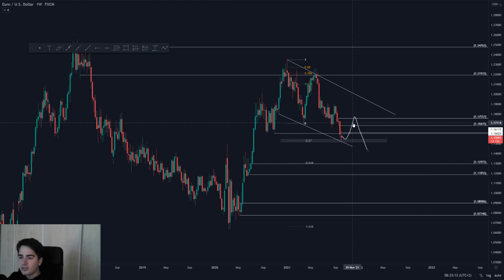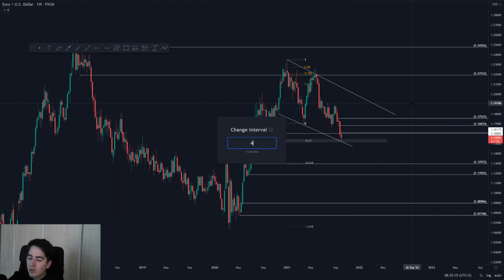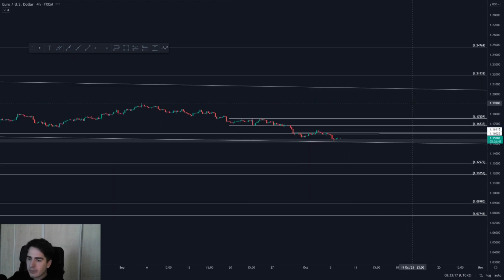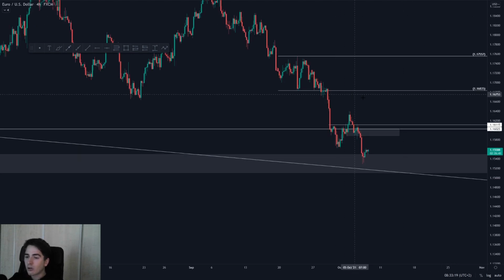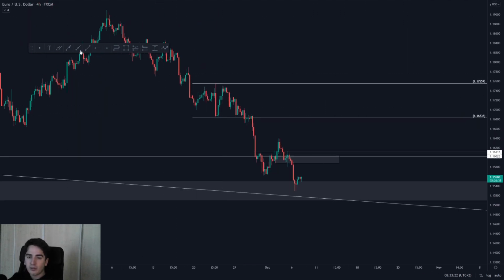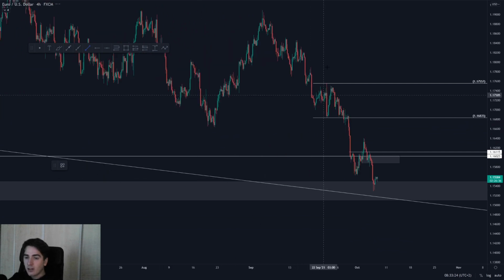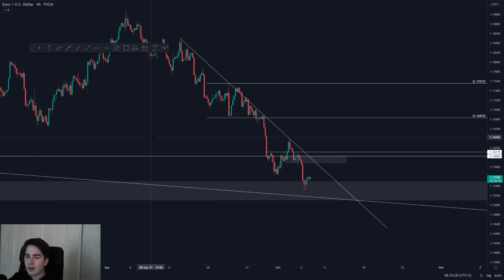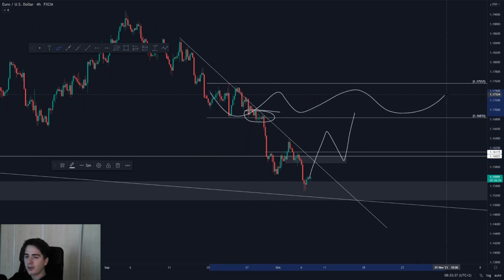Wouldn't be surprised if we see something like that happen. However, of course, structure is still very bearish, so we still need a lot of confirmation for that to happen. I'm only going to be taking these kinds of longs once we start breaking out of this trend line, and then I will be looking to long this. So boom, boom, and then boom, back up in towards these areas of liquidity situated over here.